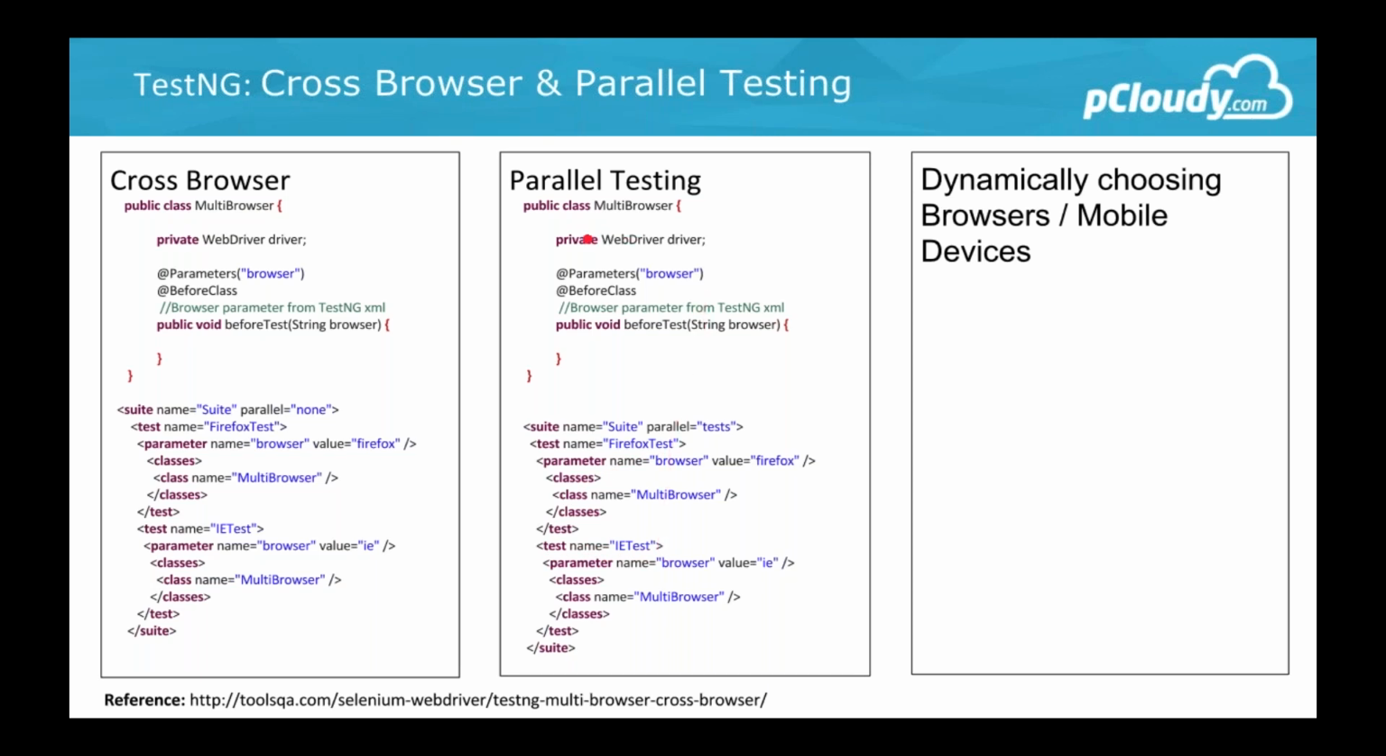TestNG will handle the instances of multi-browser and create two separate instances of multi-browser where the WebDriver object will be created, and they will be kept separated as they are not static, so they will not be replaced. And two devices and two browsers can now be executed on.